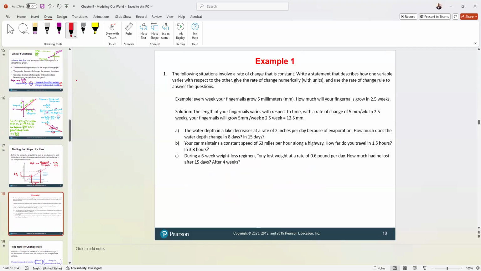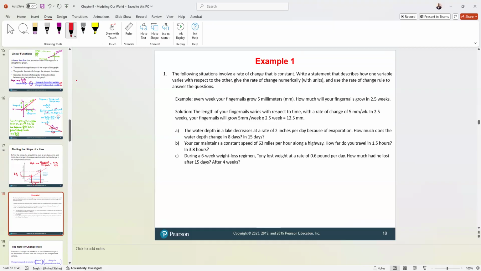But here, all they ask you to do is to explain. In these particular examples, the following situations involve a rate of change that is constant. Write a statement that describes how one variable varies with respect to the other. Give the rate of change numerically with units and use the rate of change rule to answer the questions. They give you an example: every week your fingernails grow 5 millimeters. How much will your fingernails grow in 2.5 weeks?